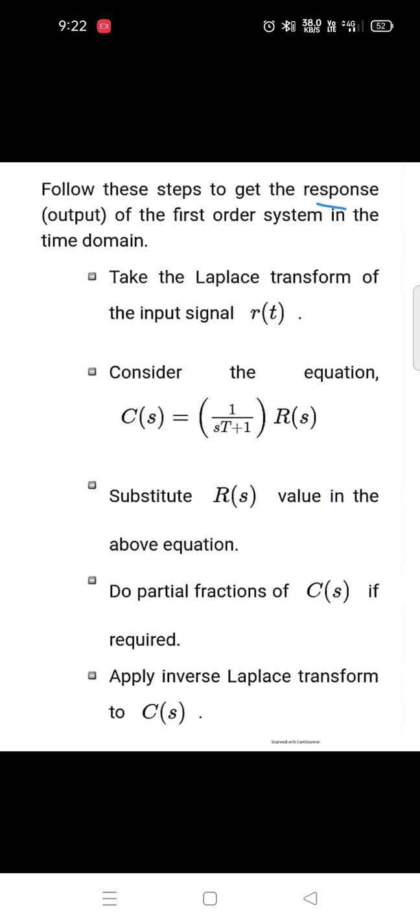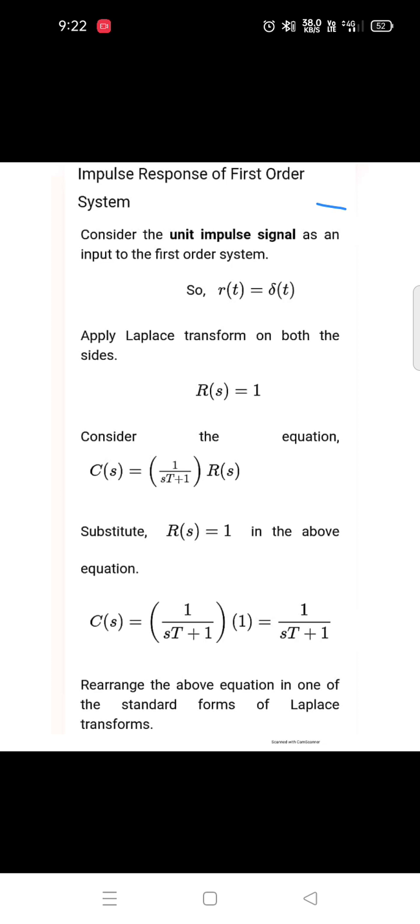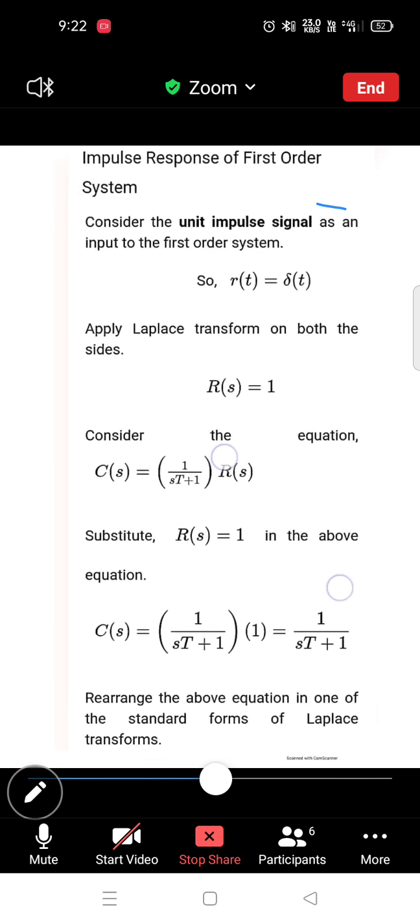So now simply substituting the value of R of s here. What is R of s for impulse response of first order? It is 1. So by taking 1 in system and substituting it in C of s, the same equation will come as 1 upon sT plus 1.